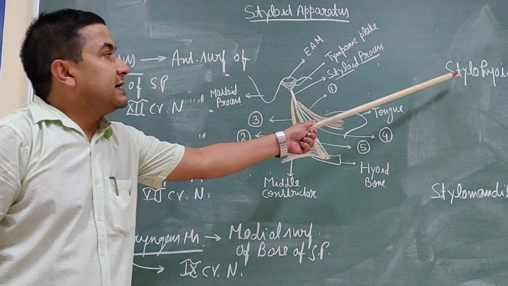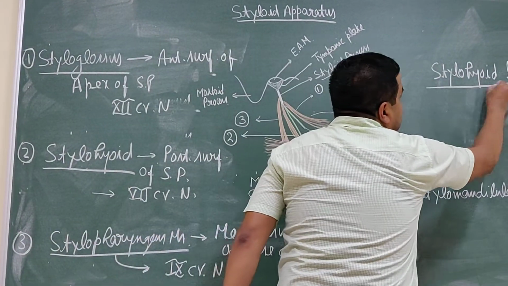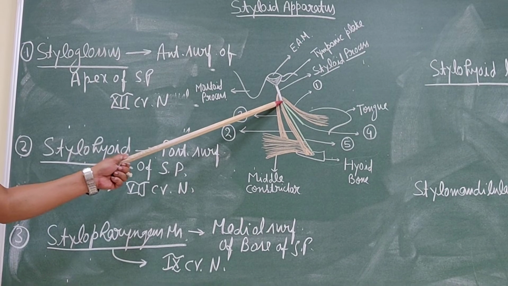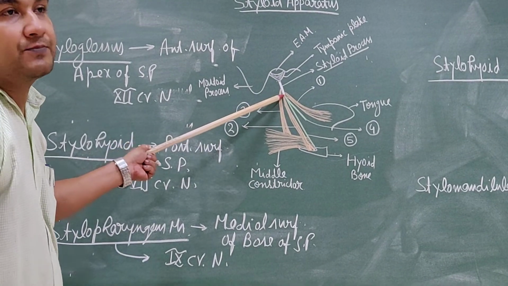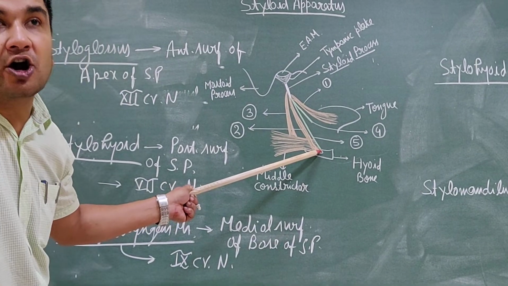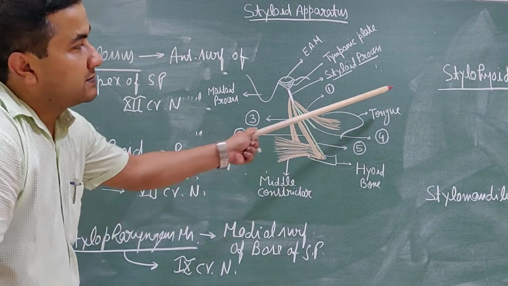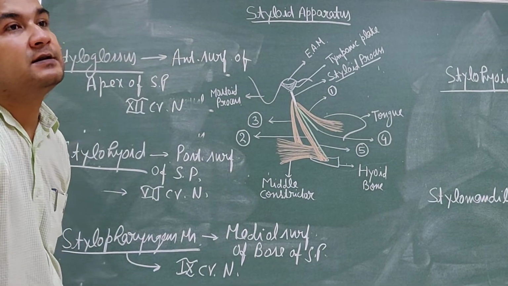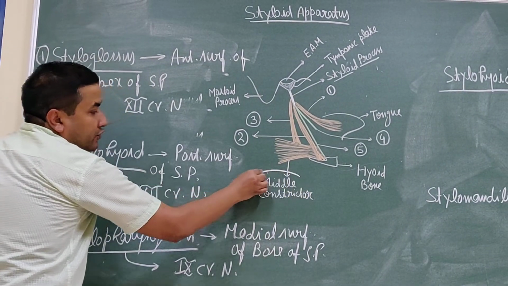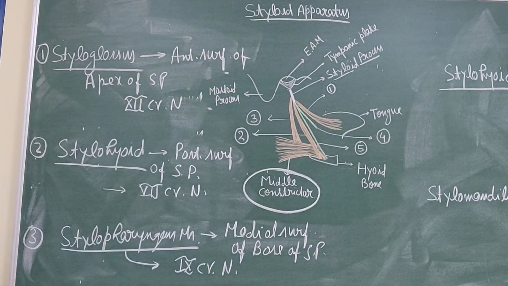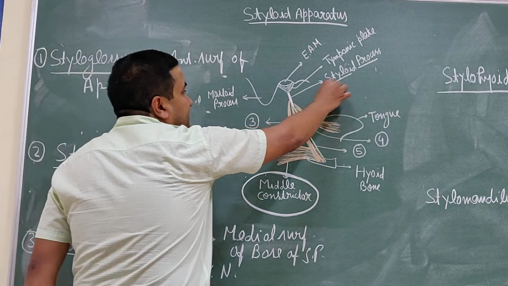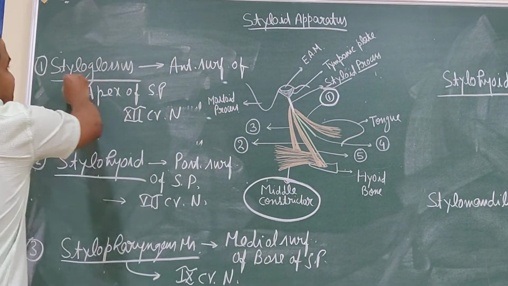Now this is the stylohyoid ligament. This stylohyoid ligament takes origin from the tip of the styloid process and is inserted on the lesser cornua of the hyoid bone. This stylohyoid ligament gives origin to muscle fibers, that is the middle constrictor. It also gives origin to the fibers of the styloglossus.